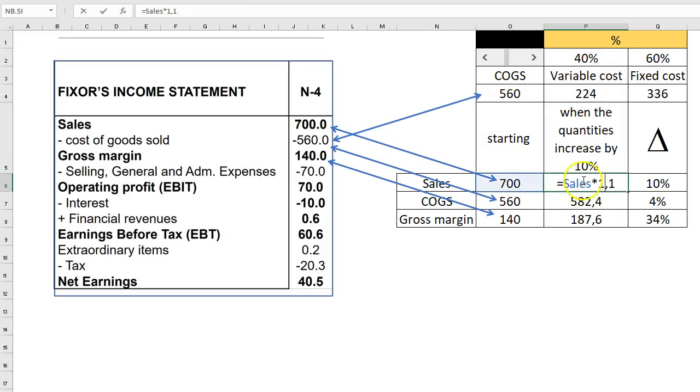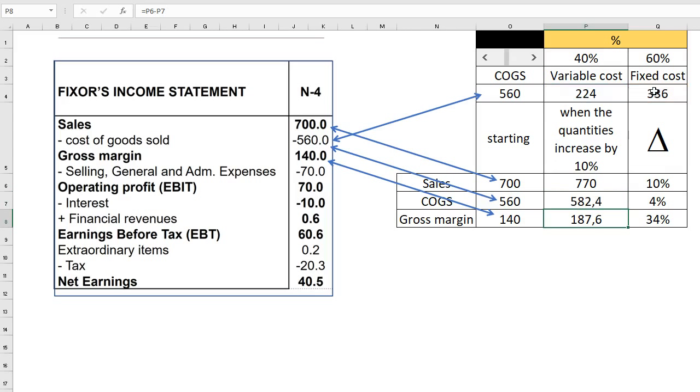Then, if the quantities increase by 10% at constant price, then the sales will also increase by 10%. I take the starting sales and I multiply it by 1.1. Then, let's consider the cost of goods sold. We have, in fact, the following. The variable component of the cost of goods sold, which is 224, would increase by 10%, but the fixed component of the cost of goods sold would remain the same.